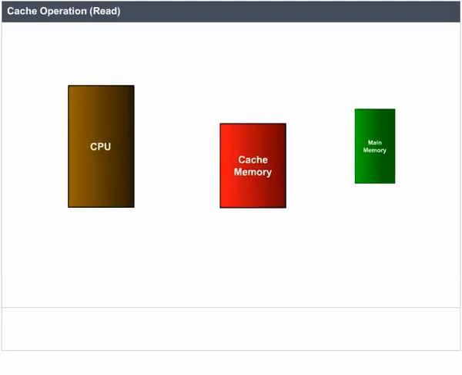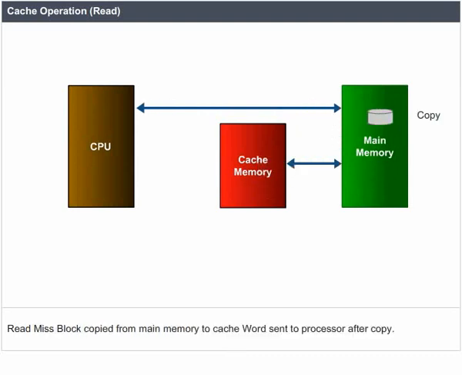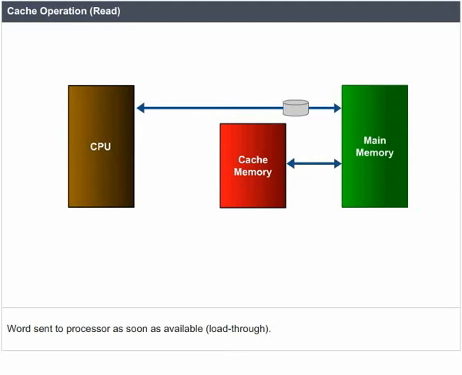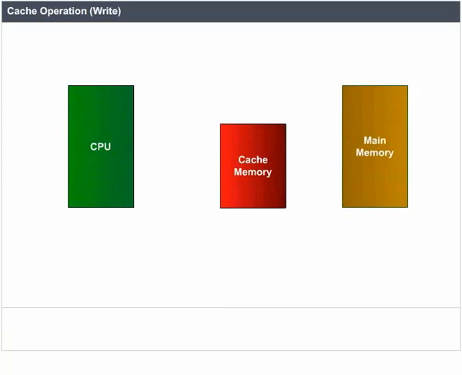Cache operation read. Read hit: item in cache. Read miss: block copied from main memory to cache. Word sent to processor after copy, or word sent to processor as soon as available, which is called load through.